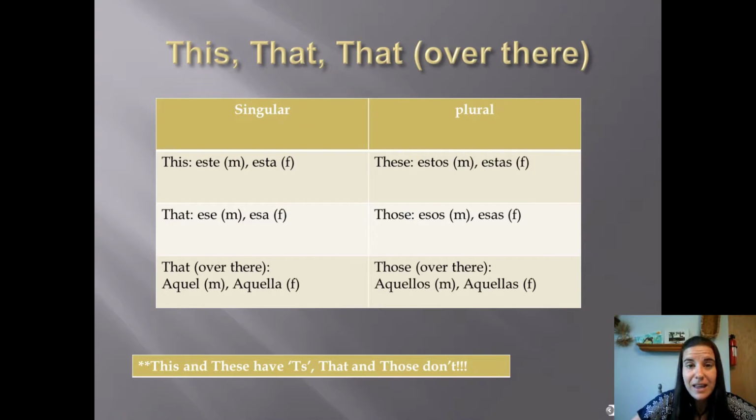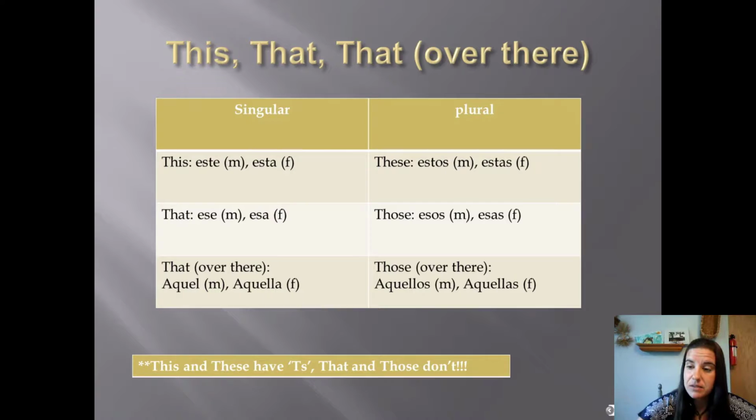So the way to say this is este, or if this is feminine, esta. Este es mi libro. This is my book. Esta es mi silla. This is my chair. If it's plural, este becomes estos. Estos son mis libros. These are my books. Estas son mis sillas. These are my chairs.